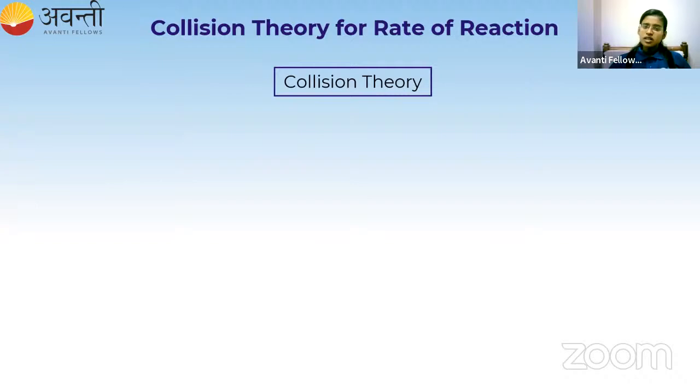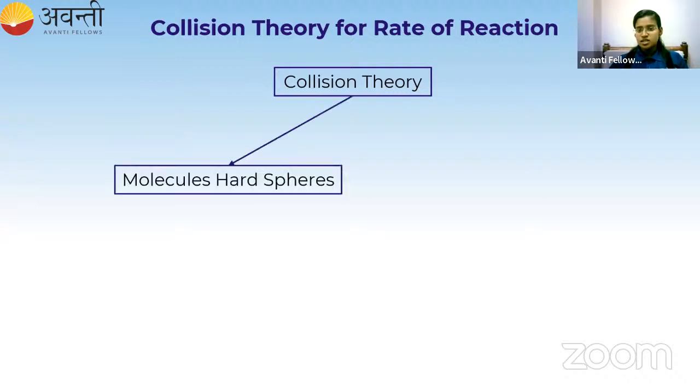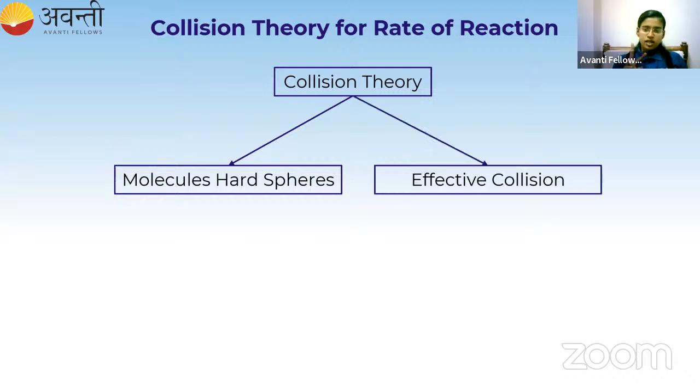Here in the collision theory, all the molecules are taken as hard spheres. Molecules are taken as hard spheres means you can imagine a cricket ball. And in the collision theory, only the molecules which are undergoing effective collision are taken. There are two types of collision: effective collision and ineffective collision. Only the molecules which undergo effective collision can lead to the formation of new products. So effective collision is taken into account.